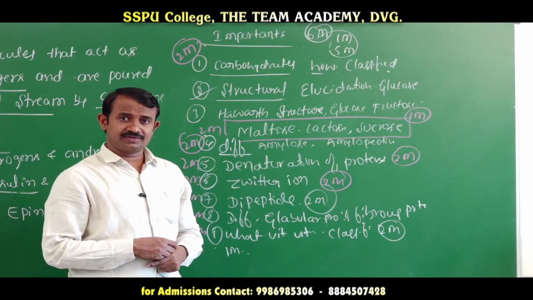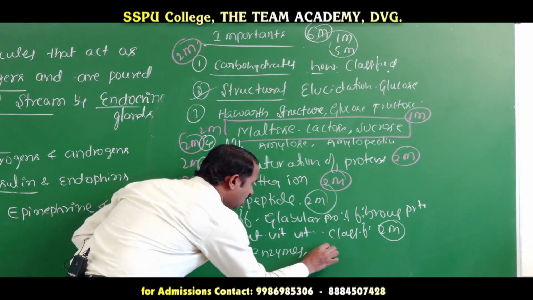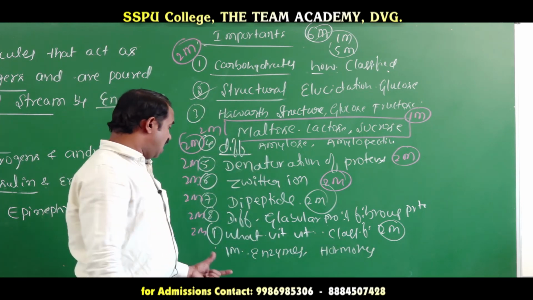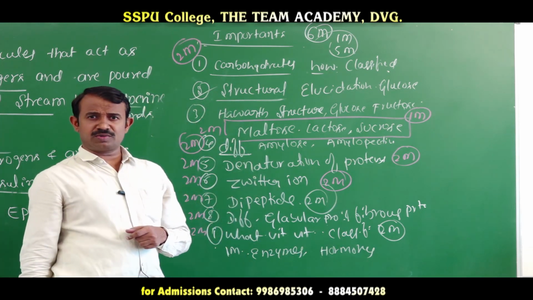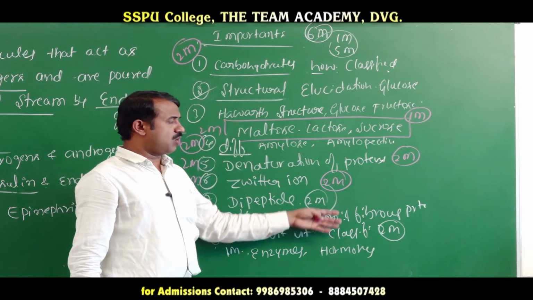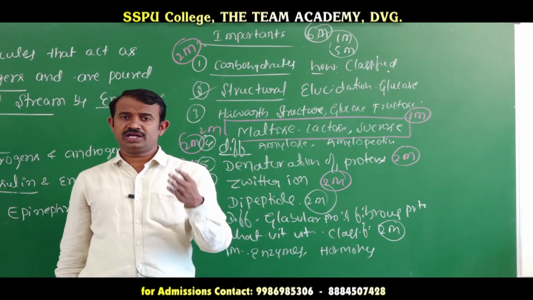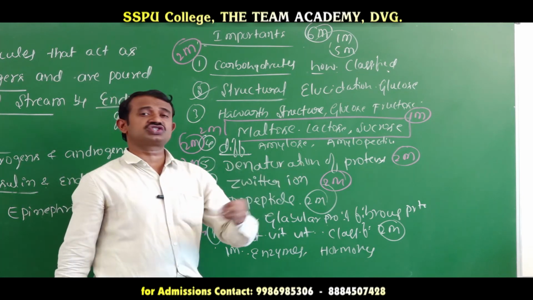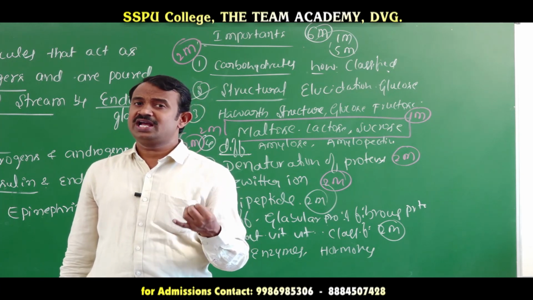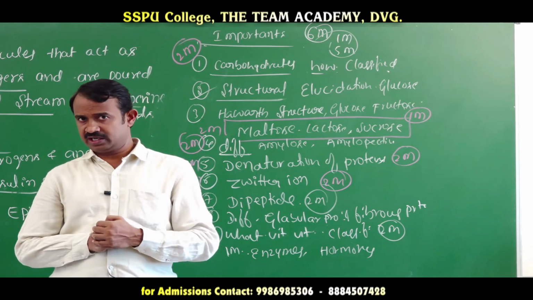What are enzymes? What are hormones? What is deuterion? They will ask 1 mark questions. Write the structure of glucose. These are important questions regarding carbohydrates. In proteins, they will ask about cellulose structures, carbohydrates, proteins, vitamins, and nucleic acids. This is the important questions in carbohydrates. Okay, thank you.